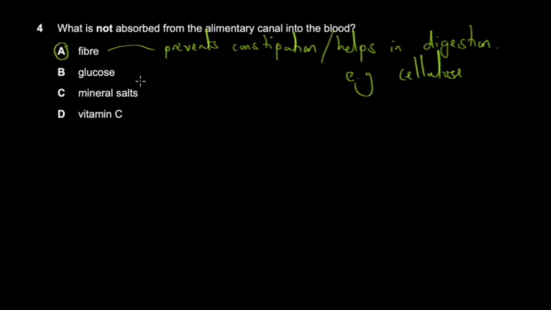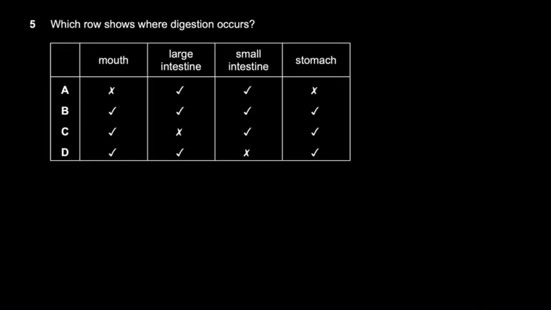You actually have to absorb it into the bloodstream, such that you can have different parts, like muscles and all that, producing ATP, which is essentially energy in the body. Mineral salts, we need them, and vitamin C, obviously we need those. Okay, so the last question says, which row shows where digestion occurs?